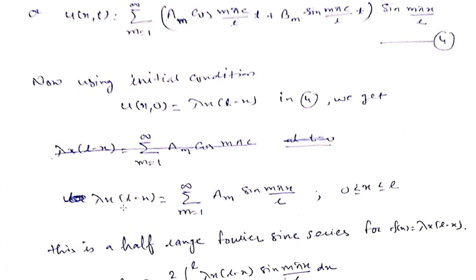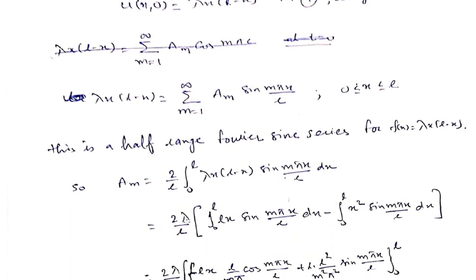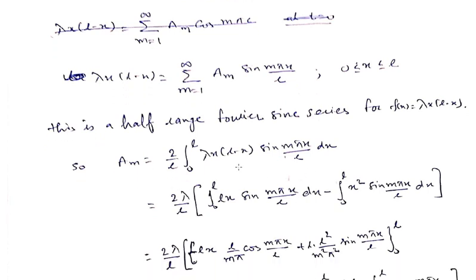This is nothing but a half range Fourier sine series for the function f(x) equals lambda x (L minus x). So we can find the value of a_m by using the formula a_m equals 2 by L, integral from 0 to L, f(x) sin(m pi x by L) dx, where f(x) is lambda x (L minus x). Now we can separate this. Taking 2 lambda upon L outside, the first term is L x sin(m pi x upon L) dx, and the second term is x square sin(m pi x upon L) dx.